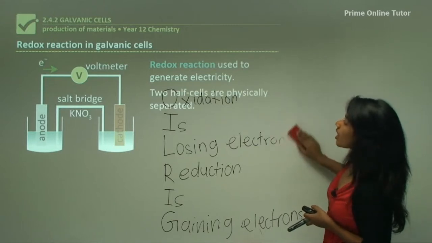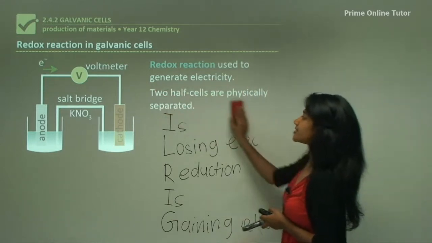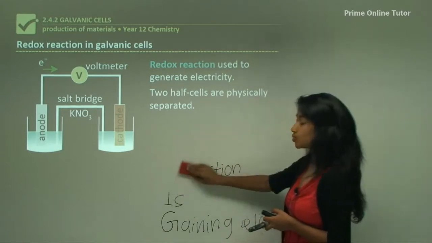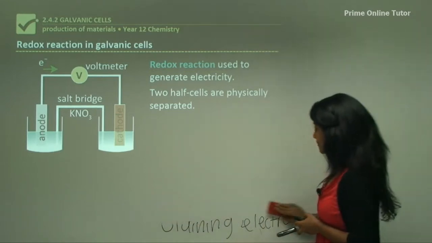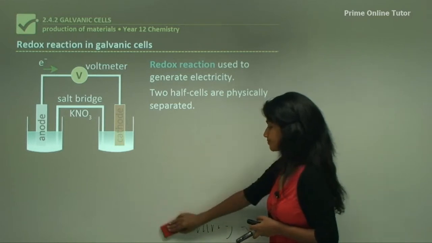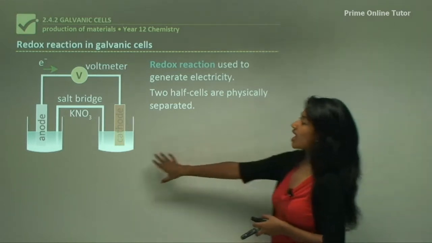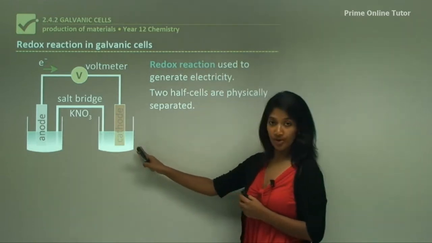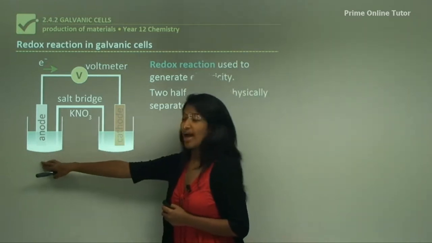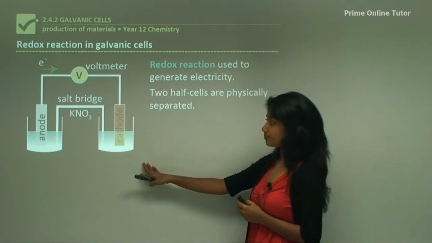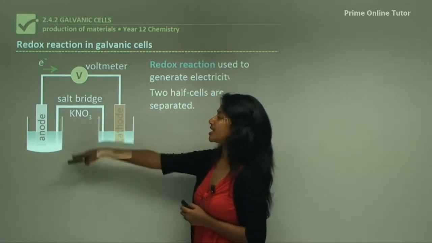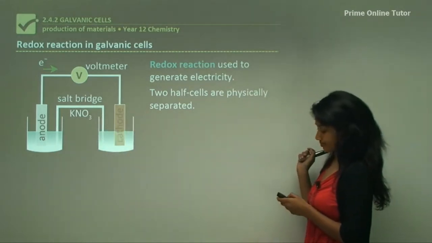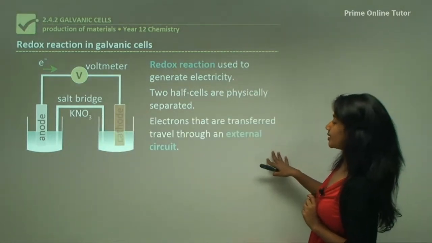Now, the two half cells are physically separated. Because oxidation and reduction are two reactions, they happen in two different half cells. What's a half cell? As you can see here in the diagram, there are two components. One has the anode and the other has a cathode. And they're physically separated yet connected by two different components here. Now let's go into detail.